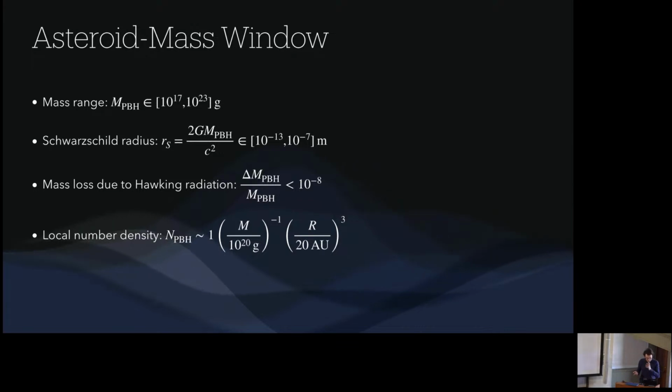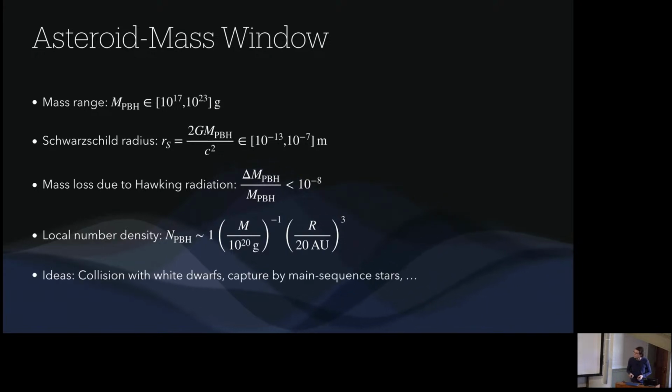So for 10 to the 20 gram, right in the center of this mass window, you have about 1 within, let's say, the planetary region of the solar system. So in the past, there have been some ideas how to constrain that asteroid mass window, like collisions with white dwarfs, captures by main sequence stars.